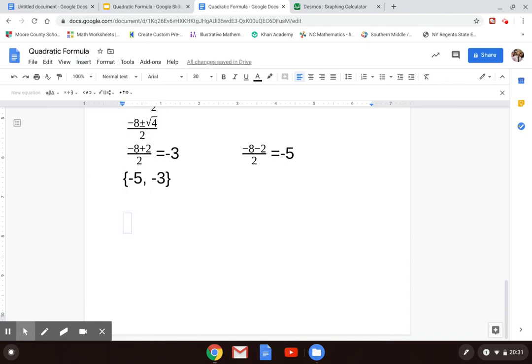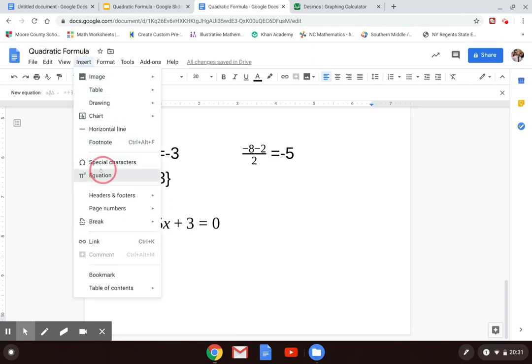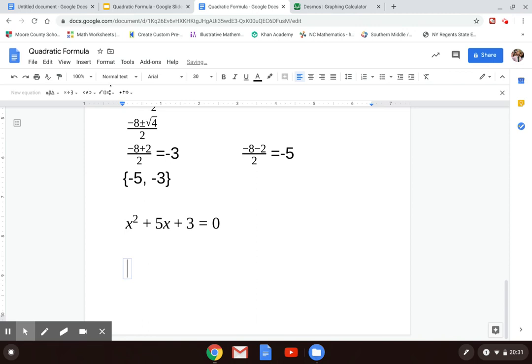All right, so the next one I have is going to be an x squared plus 5x plus 3, and all of that equals 0, because I'm trying to find the zeros of my function. Okay, so I'll do the same thing, and I'm going to insert the equation.